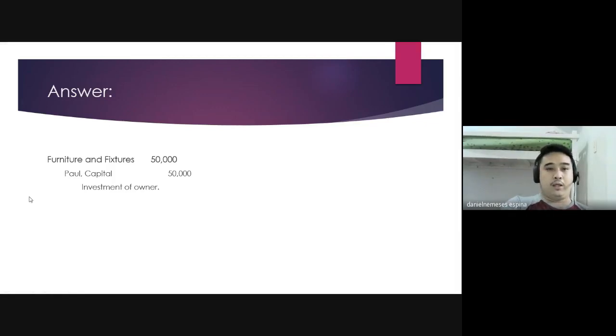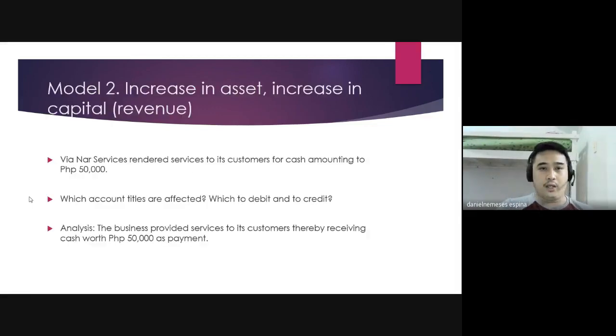So the next model is increase in asset and increase in capital. Capital can increase through investment, where the owner invested assets. In this case, the capital increased not because of the owner but because of our customers, in the form of revenues, or income.